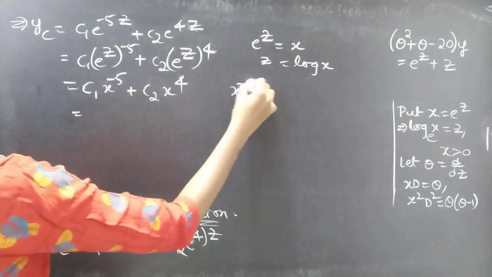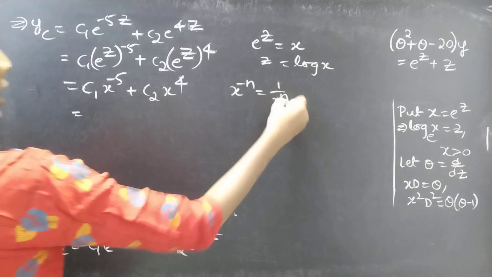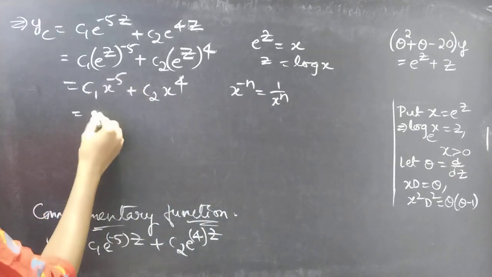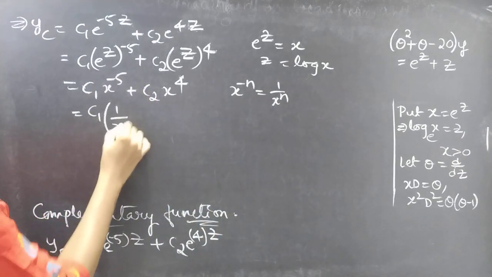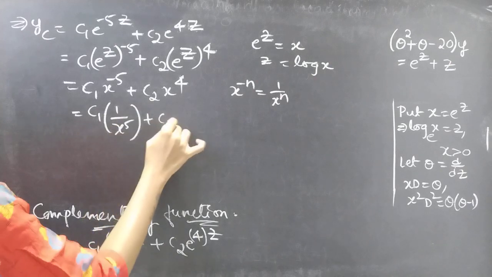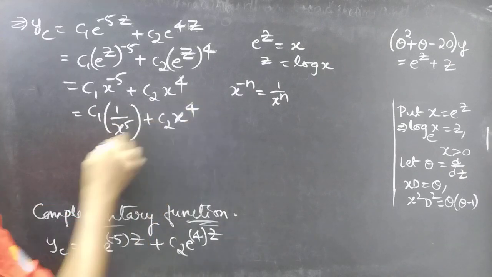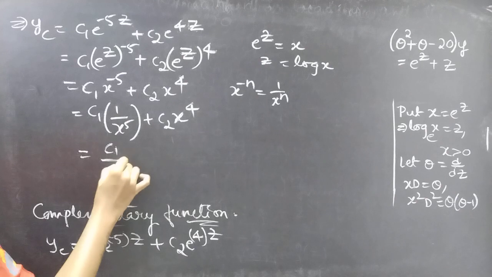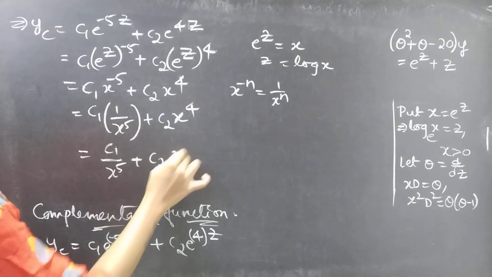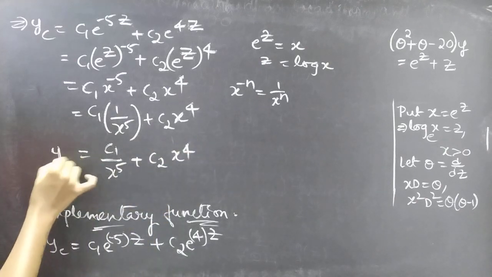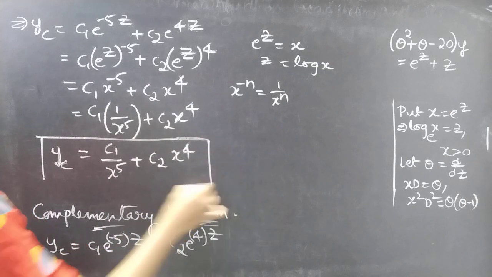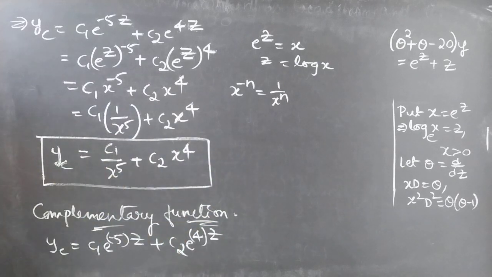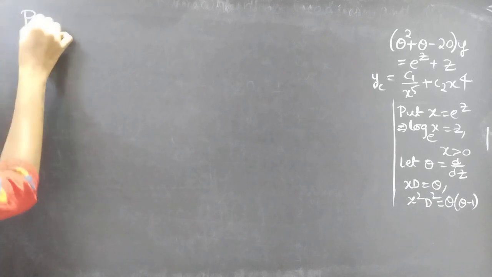Since we know that x power minus n is 1 by x power n, we can write x power minus 5 as 1 by x power 5, right? Then this becomes c1 by x power 5 plus c2 x power 4. So we got yc now. Let's find yp, the particular integral.